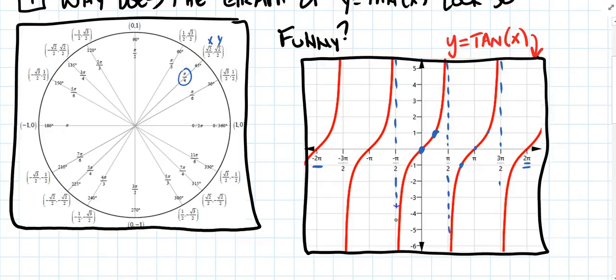So it's interesting to note that the tangent has a period of pi, meaning that this distance from here to here is how long it takes to complete one full cycle. And all we really need to be responsible for is the stuff that happens in between one full cycle of tangent. So this is how the graph occurs, and again, it stems back to the unit circle, so hopefully that clears up why the graph looks so funny.